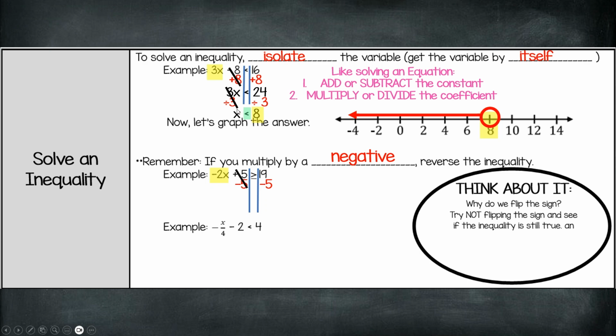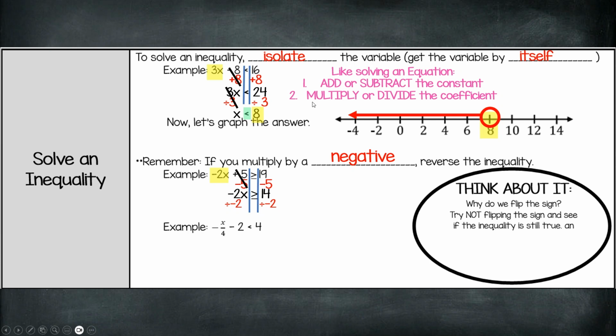So first thing we're going to do, just like we did before, is move the constant. We have to add or subtract the constant, the number without the variable. So we subtract 5 from both sides. Negative 2x is greater than or equal to 14. Then we have to divide by the negative 2 because that's a coefficient.